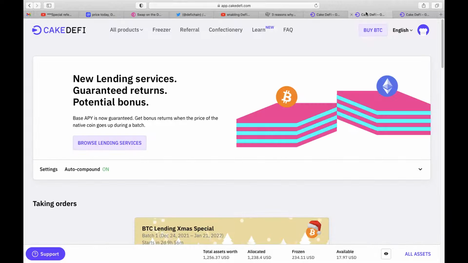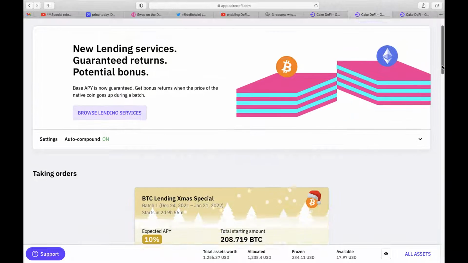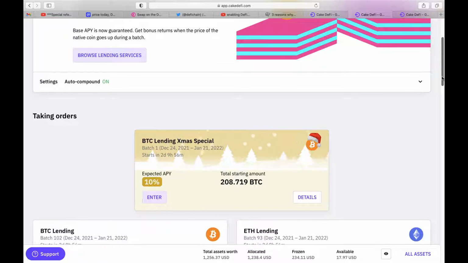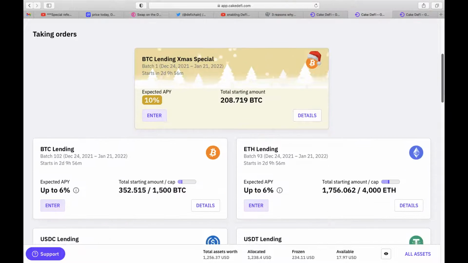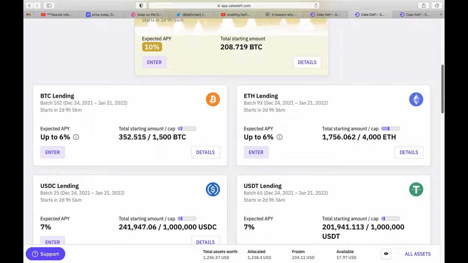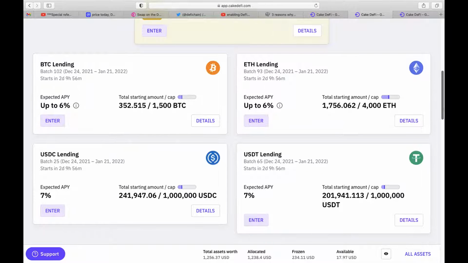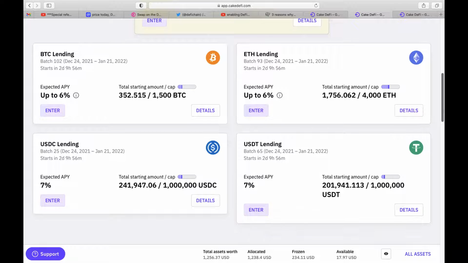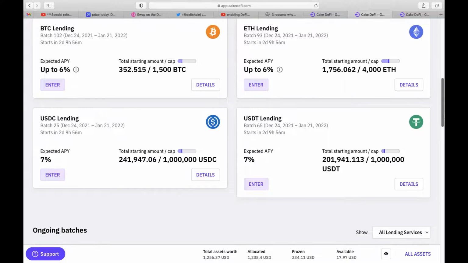They've also got the lending part of things as well. New lending services, guaranteed returns, potential bonus. At the moment, they're running a Christmas special, expect APR 10%, which is fantastic. You can see how much Bitcoin's tied up, so it really is good. And as you scroll down, you can see the Bitcoin lending and the ETH lending. The APY on ETH lending is 6%. USDT is 7%. Fantastic returns. And look at the site as an overview. It's really good.